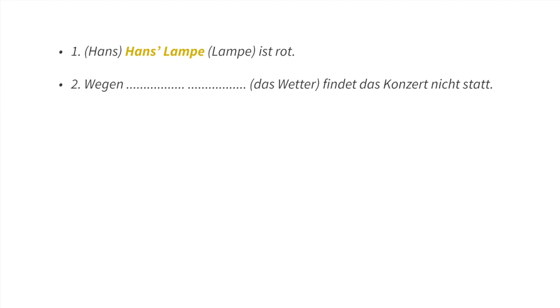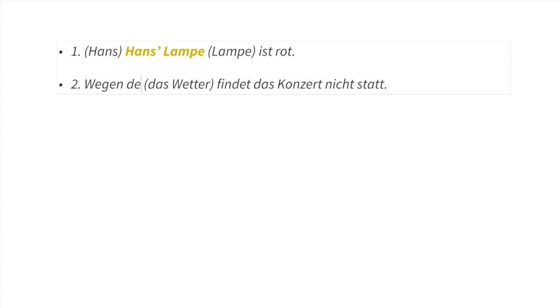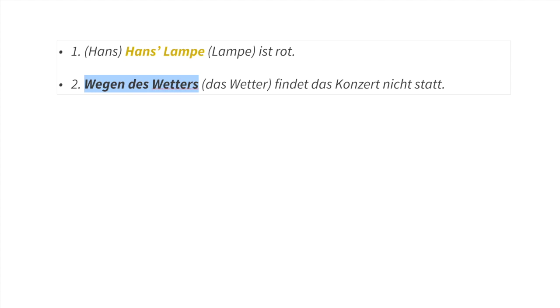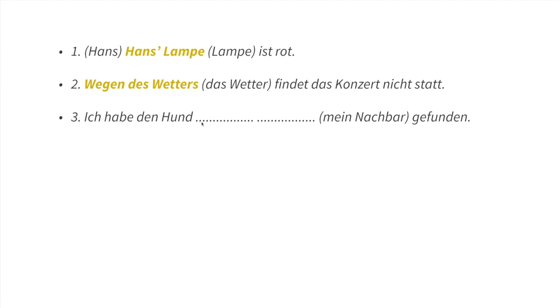Number 2, wegen, Genitiv preposition. Wegen des Wetters. Wegen des Wetters findet das Konzert nicht statt. The third example. Ich habe den Hund, mein Nachbar, gefunden. Ich habe den Hund meines Nachbarn gefunden.